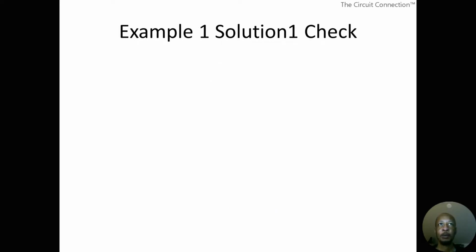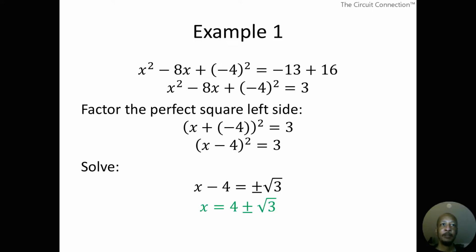So example 1, solution 1, check. You have these two solutions here: x equals 4 plus square root of 3, and x equals 4 minus the square root of 3. This is the reason why you need to have it as plus or minus, and you'll see how that works out as I go through a solution check for both of those answers. One is 4 plus the square root of 3. The other is 4 minus the square root of 3.